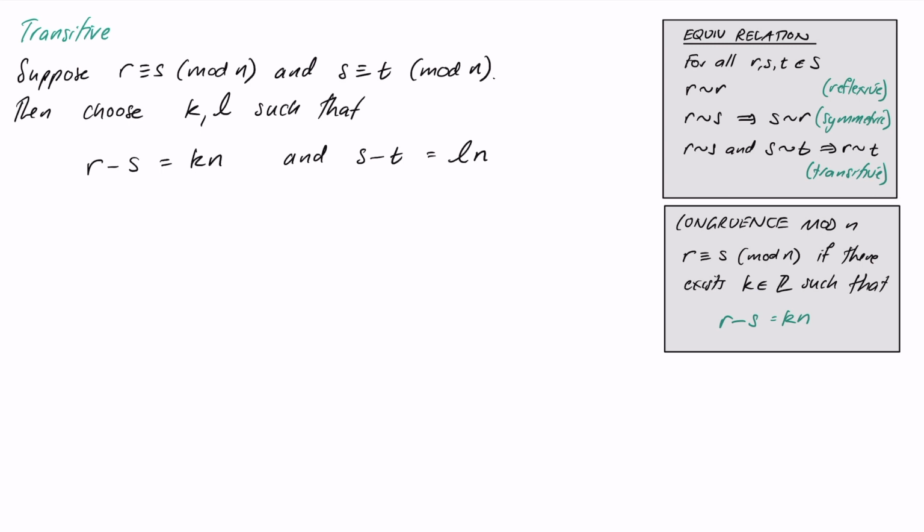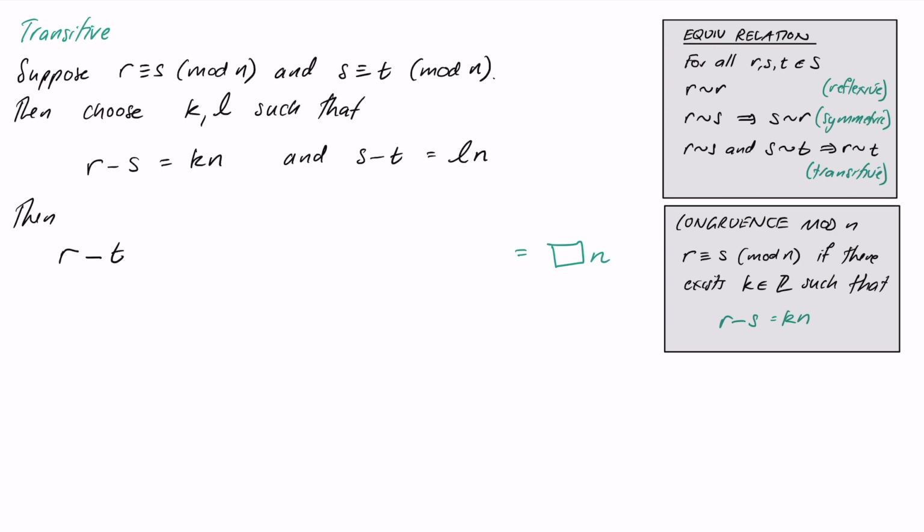So now we've got these two integers k and l to play with, and now we need to go back to the equivalence relation over here, and what we're trying to show is that this means that R is equivalent to T. So that means we want to say something about R minus T, and again we want to do a whole lot of steps and show that that is equal to something or other times n. If we can show that's true, then it is congruent to T and we're in business.